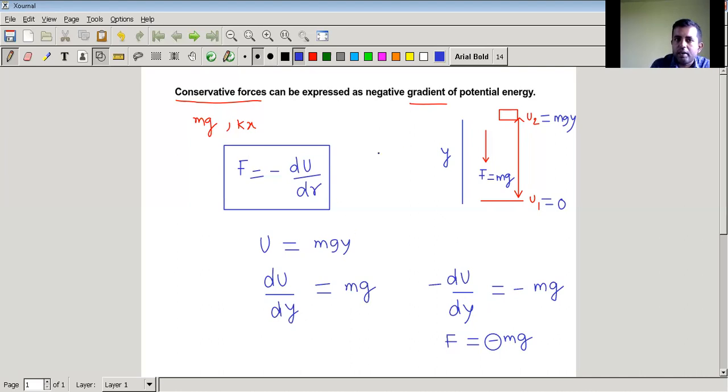So this formula can also be put into words: a conservative force points in the direction of decrease of potential energy. That's why this minus sign comes here. Even if you don't follow this, this idea is enough: the force points towards a decrease of potential energy.